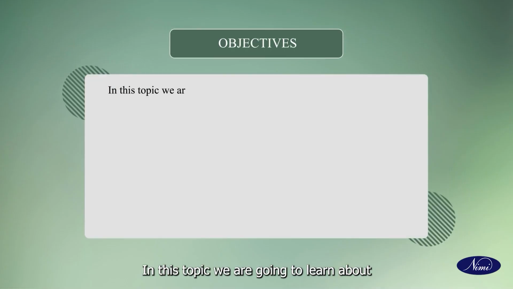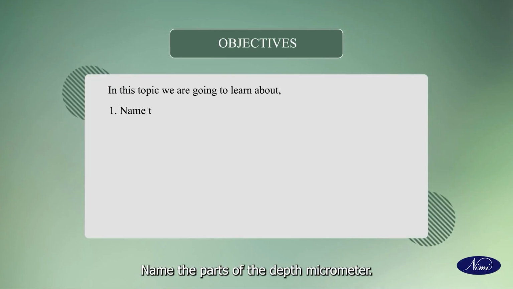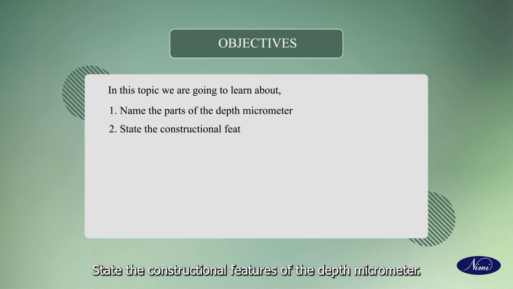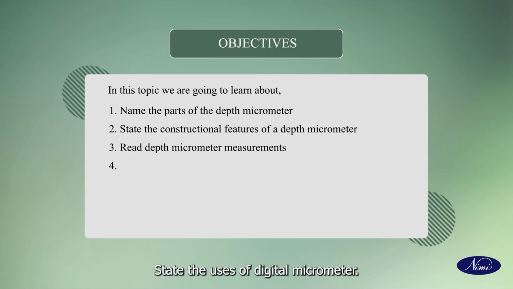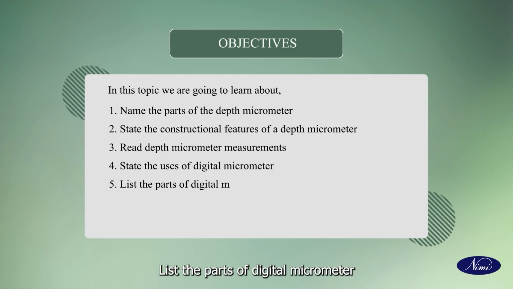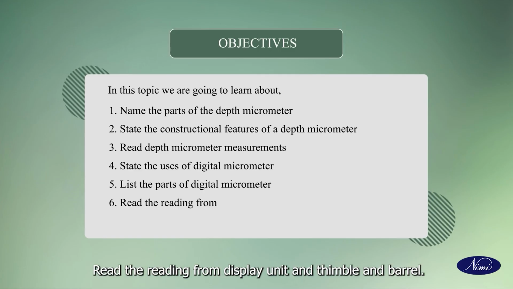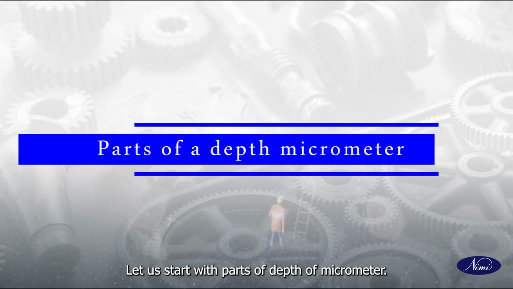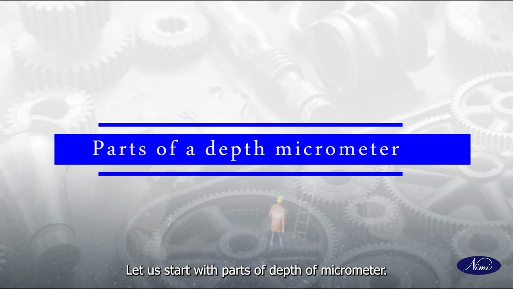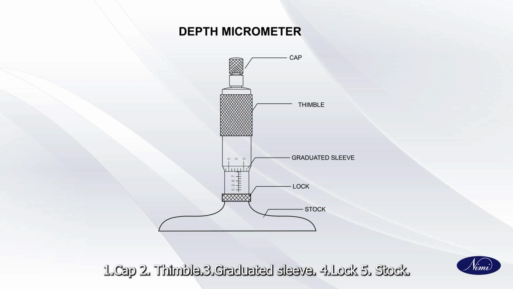In this topic, we are going to learn about name the parts of the depth micrometer, state the constructional features of the depth micrometer, read depth micrometer measurements, state the uses of digital micrometer, list the parts of digital micrometer, read the reading from display unit and thimble and barrel, brief the maintenance of digital micrometer. Let us start with parts of depth micrometer: cap, thimble, graduated sleeve, log, stock.